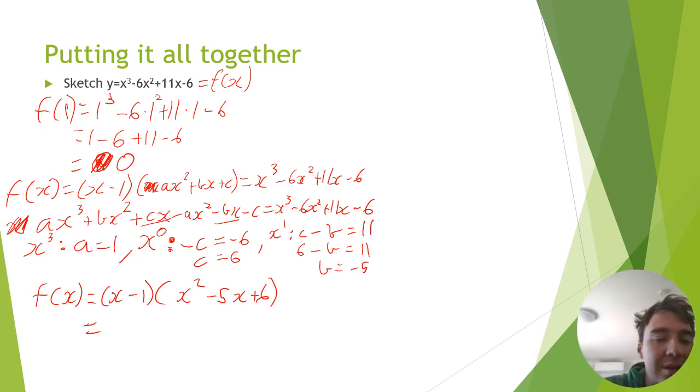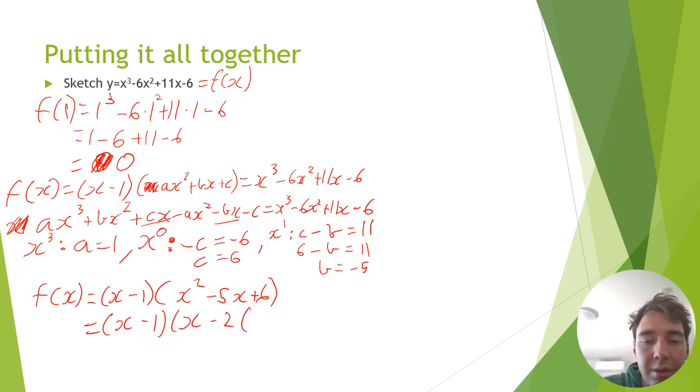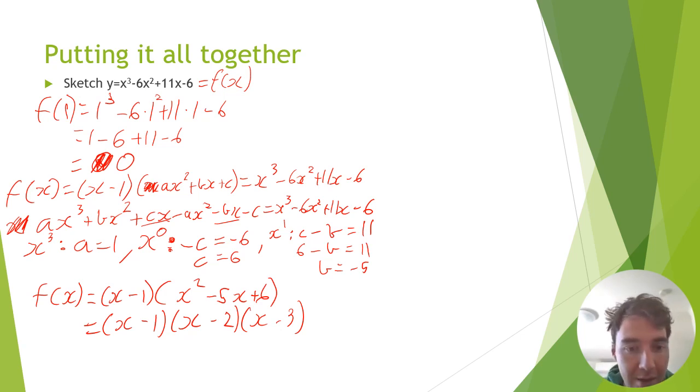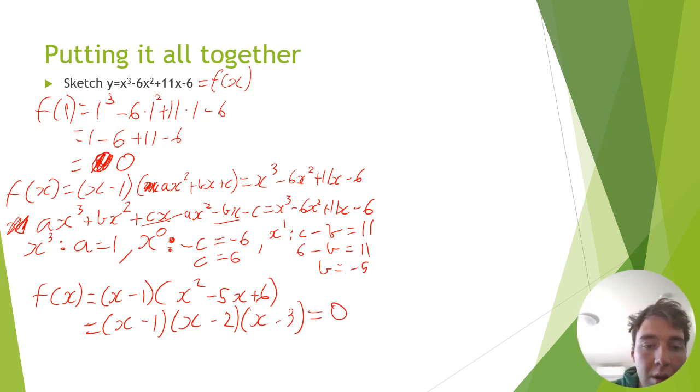So we can factorize this, therefore, into x minus 1, x minus 2, x minus 3. And finish that bracket. And now, finally, we've got our factorized form. Finally, we can find our solutions. We can find our x-intercepts. So I'm going to set this thing equal to 0. We're going to have 3 x-intercepts. x equals 1, x equals 2, x equals 3.